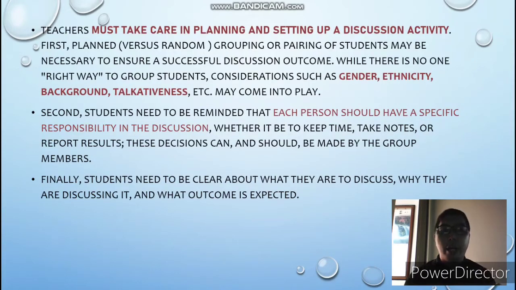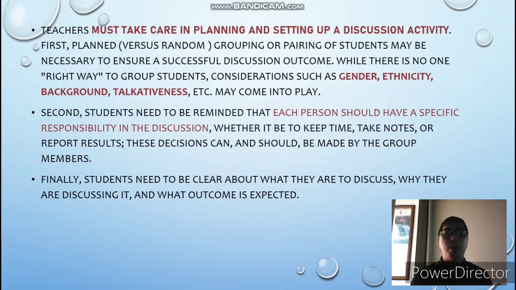Teachers must take care in planning and setting up a discussion activity. Here are the things that we should remember as teachers. The first one, planned versus random. Grouping or pairing of students may be necessary to ensure a successful discussion outcome. So definitely they will be interacting with one another as they come up with a solution to a certain problem. So how are you going to do it? Are you going to have a planned or a random grouping or pairing?